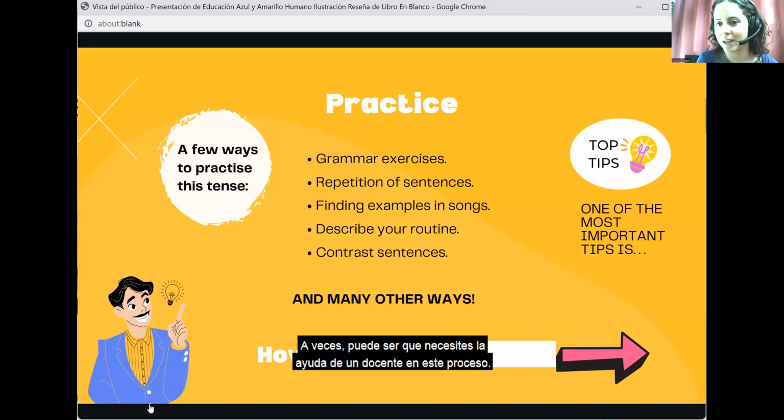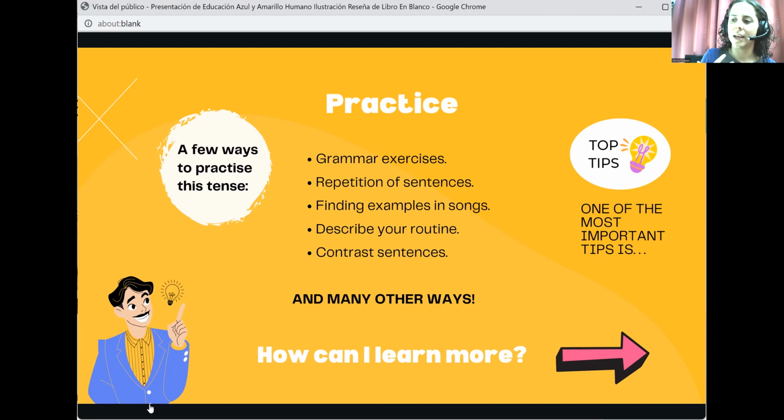Sometimes it can happen that you might need some help of a teacher. The teacher will help you, will make you say some things on purpose, and you will practice the tense on purpose, and the teacher will correct you, and the teacher will tell you, okay, think, habits, routine. Okay, yes, okay, she doesn't.